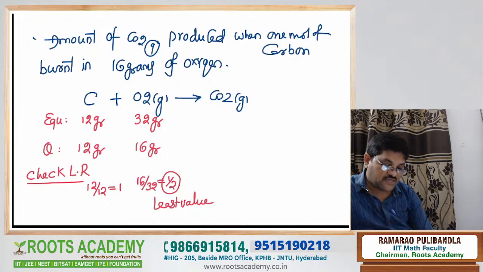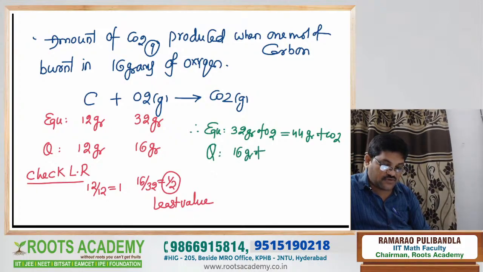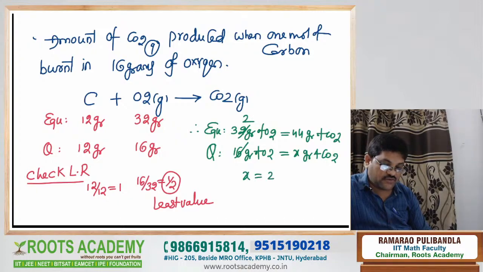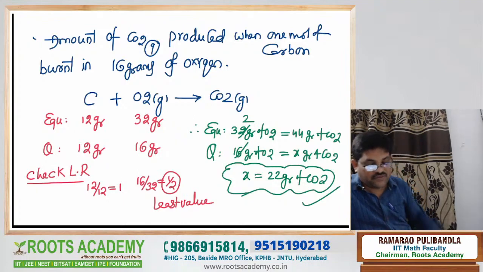That means CO2 formation is decided by the O2 gas. According to the equation, 32 grams of O2 gas gives 44 grams of CO2 gas. According to the question, 16 grams of O2 gas gives X grams of CO2 gas. It is exactly 2 times cut off. Therefore, X is 22 grams of CO2 gas.